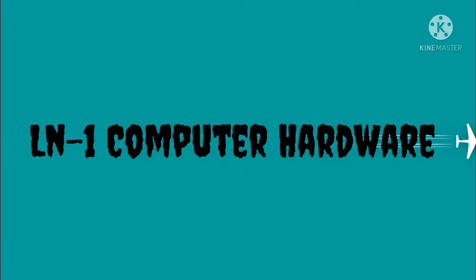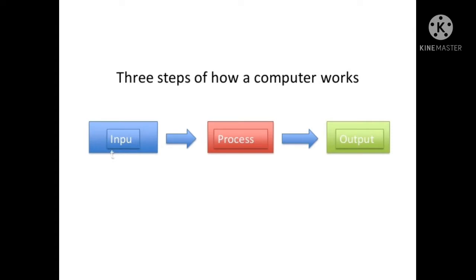Today's topic is computer hardware. Before going to the topic, I want to give a small introduction about computer. A computer is a machine. It can perform several functions. That means it is used for a lot of purposes. It works on electricity. The computer performs its functions in 3 steps: input, process, output.